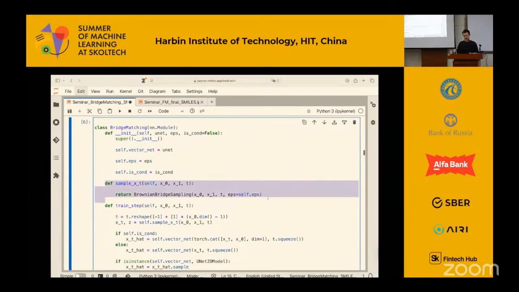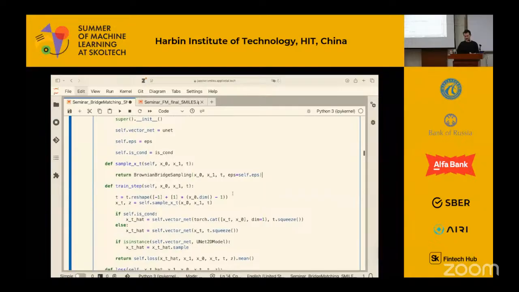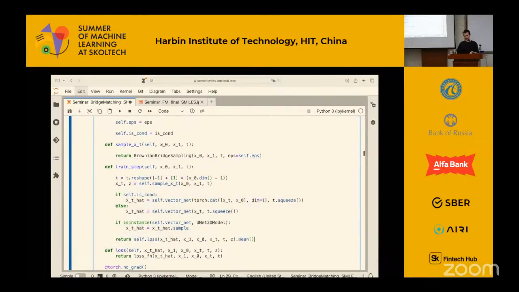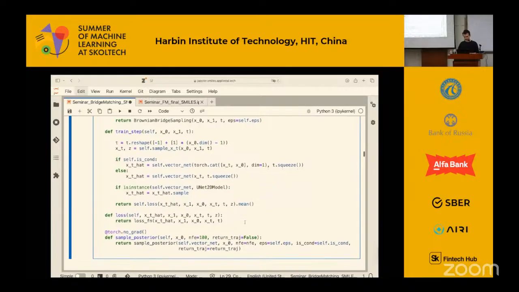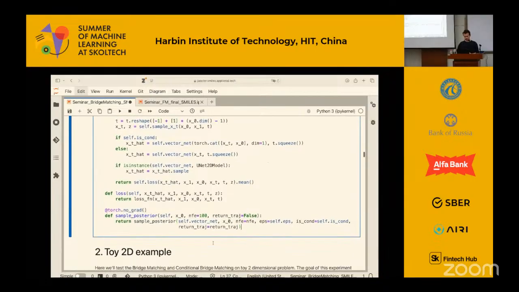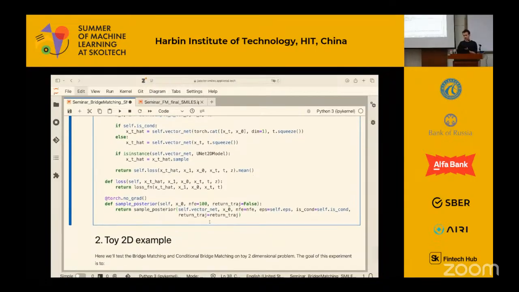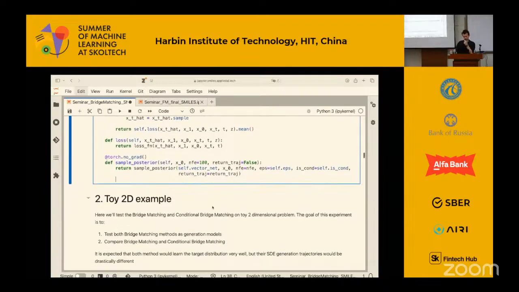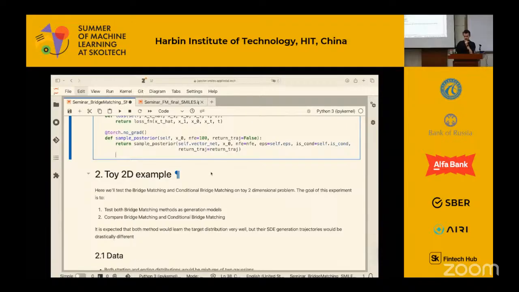Then, just as for flow matching, we need to sample points xt to calculate our loss on, and we do this by Brownian bridge. And then we have our train step, which has as input data x0 and x1 and t, which are sampled from data distributions and from the time distribution. Then we calculate the loss, and that's it. And we have sampling from the posterior function as well. So yeah, we finally did it. We finally implemented the bridge matching. Now we will try it on a toy two-dimensional example.